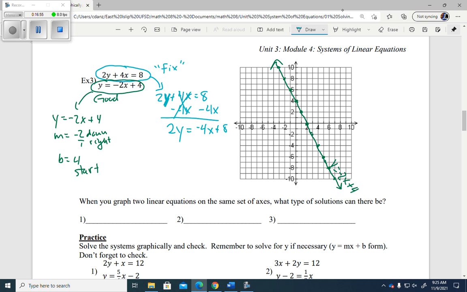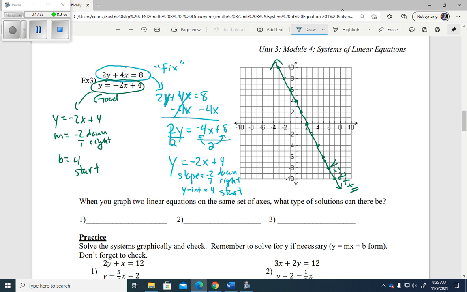I have to get rid of this 2 in front of the y. Remember, this 2 divides on both sides. This 2 divides into both pieces of your numerator. So I'm left with y equals -4 divided by 2 is -2, and there's an x next to it. And 8 divided by 2 is 4. So now I see that my slope is -2/1, and my y-intercept is 4.